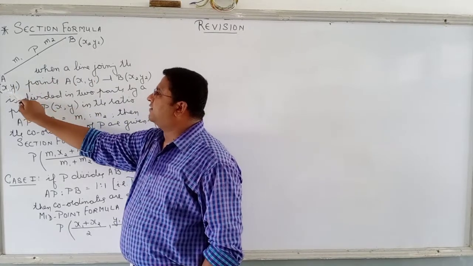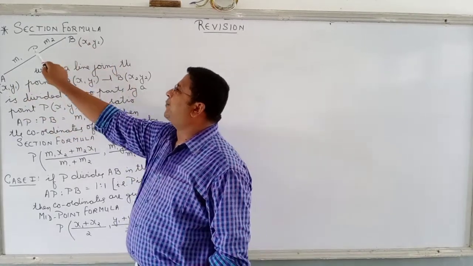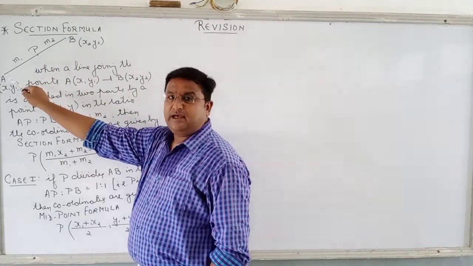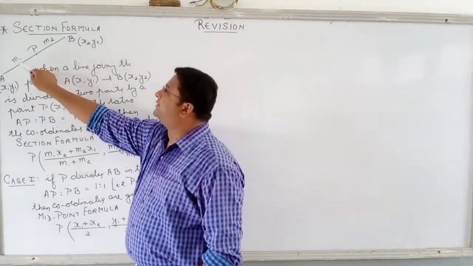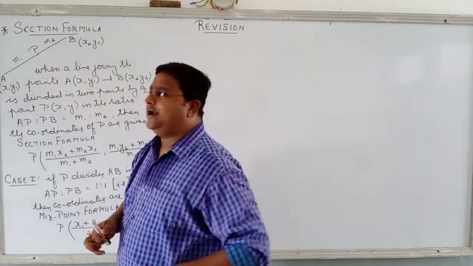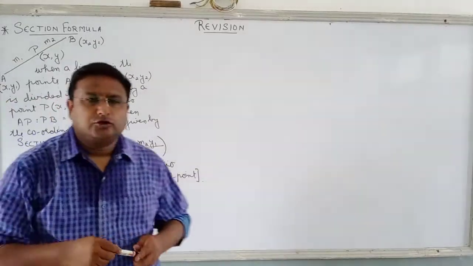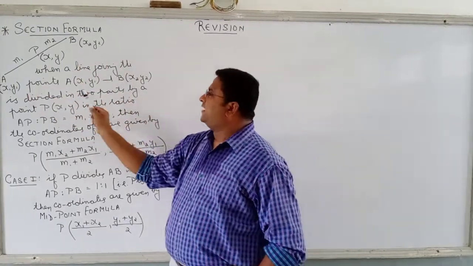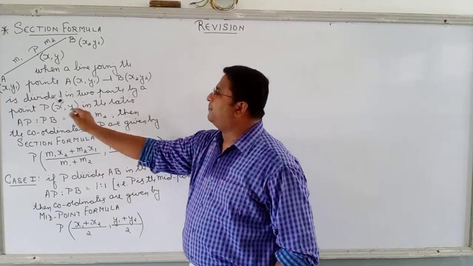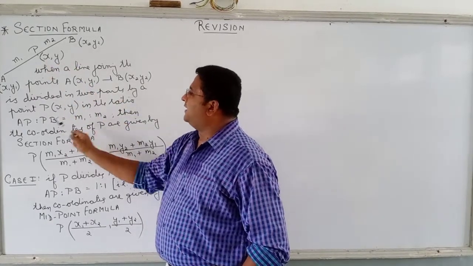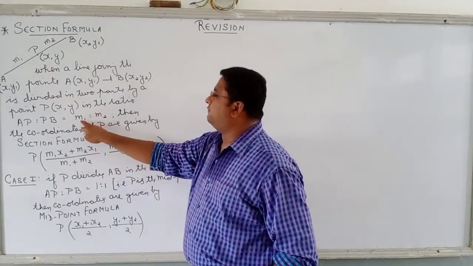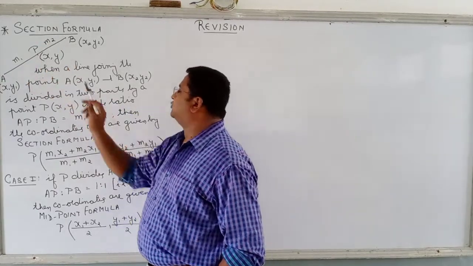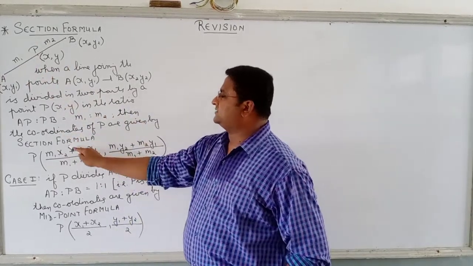The coordinates of A are x1, y1 and the coordinates of B are x2, y2, and there is a point P which is lying between these 2 points, dividing them in a ratio m1 is to m2, and the coordinates of this point P are given by x comma y. Right? So whenever a line joining the points A x1 y1 and B x2 y2 is divided in 2 parts by a point P x comma y in the ratio AP is to PB, in what ratio? M1 is to M2. Then the coordinates of P are given by the section formula.